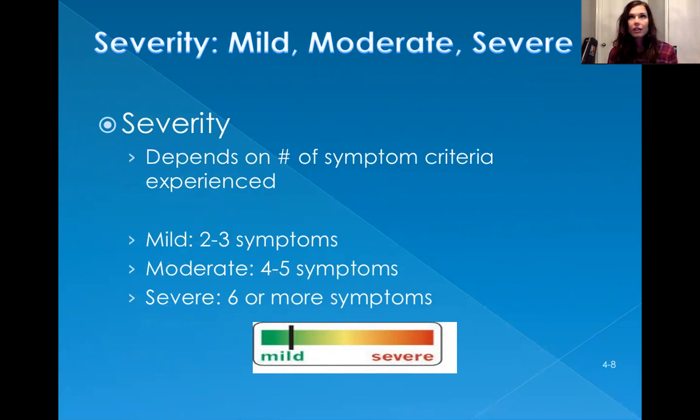Obviously a functioning alcoholic could maybe continue on at the moderate level for many, many years before they start having the severe symptoms. We know that the disease is progressive, but there's a lot of variation with people with regard to when or how severe it might become for them. But we would want to look at that criteria and determine how severe it is.